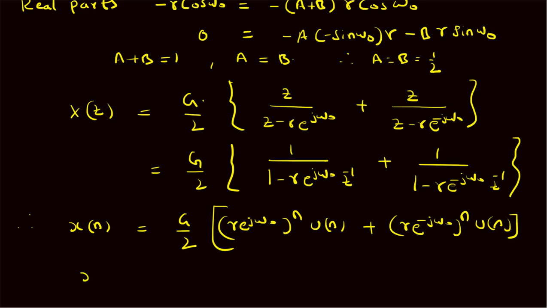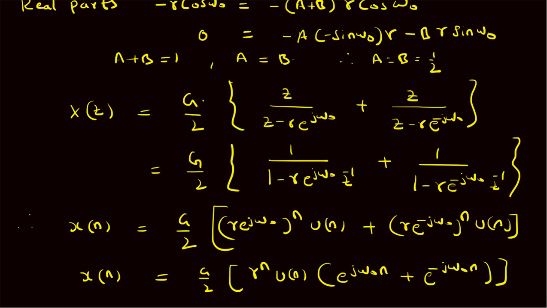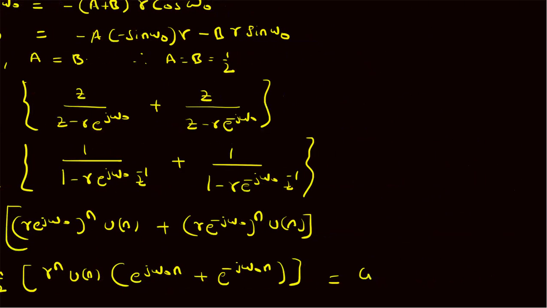So upon simplification, the signal x of n can be easily shown to be g by 2 multiplied by r power n u of n, and then you have e power j omega naught n plus e power minus j omega naught n. So this one is clearly equal to 2 cos omega naught n. Therefore the final expression for the signal x of n is g times r power n cos of omega naught n u of n. So that is the required signal.